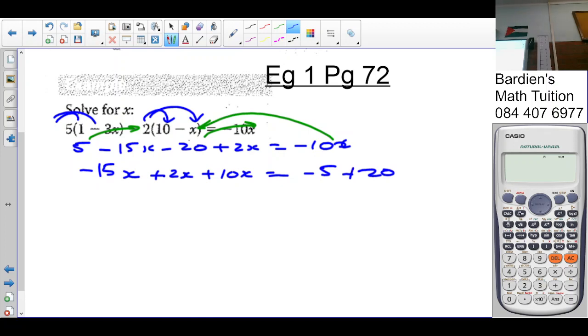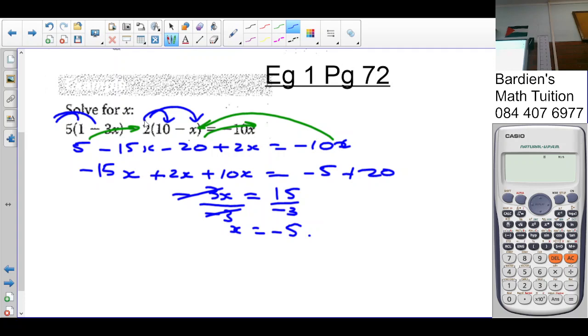Any confusion? Negative 15x plus 2x is negative 13x. Negative 13x plus 10x is negative 3x, equals negative 5 plus 20, which is 15. So how do I get x on its own? Divide by negative 3 on both sides. That cancels. So x is equal to positive divided by negative, which is negative. 15 divided by 3 is 5.